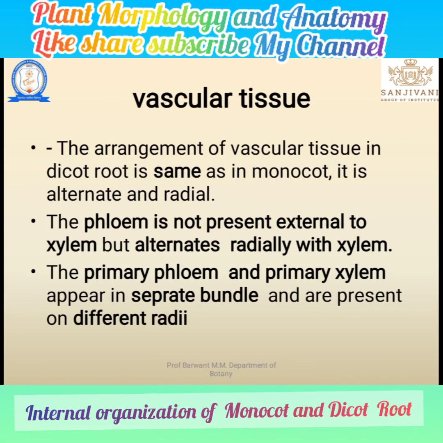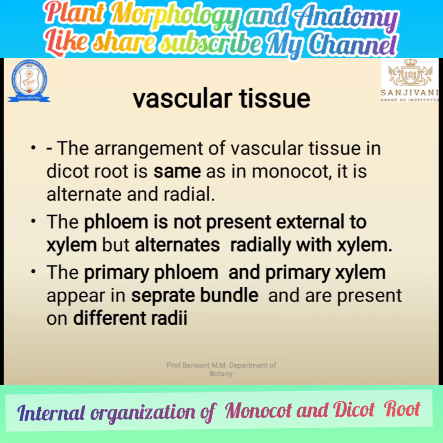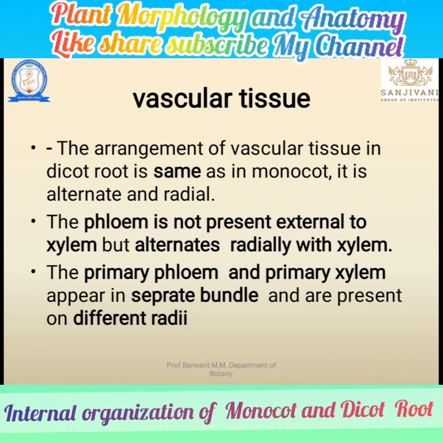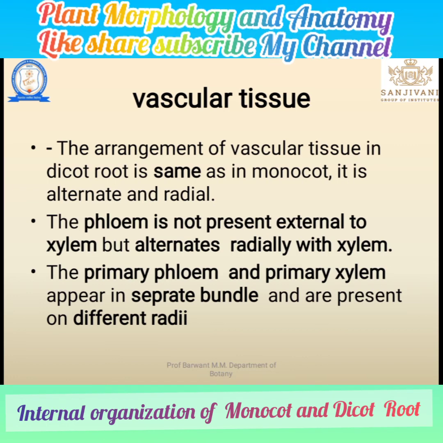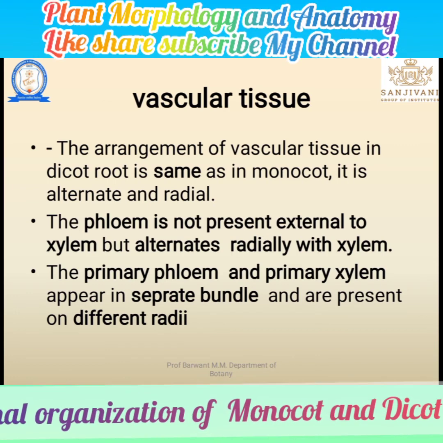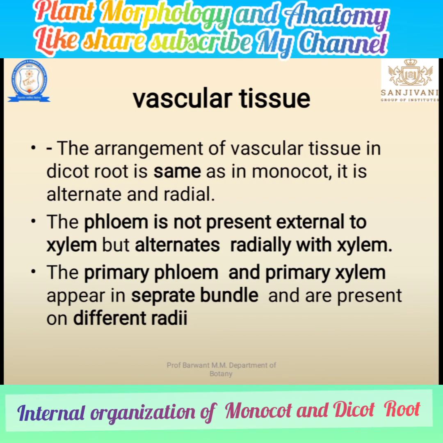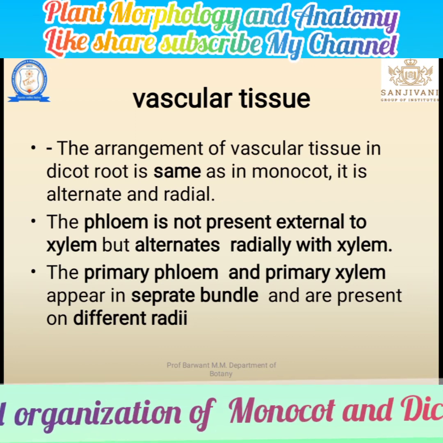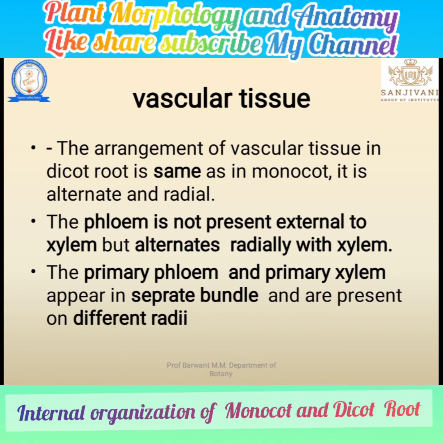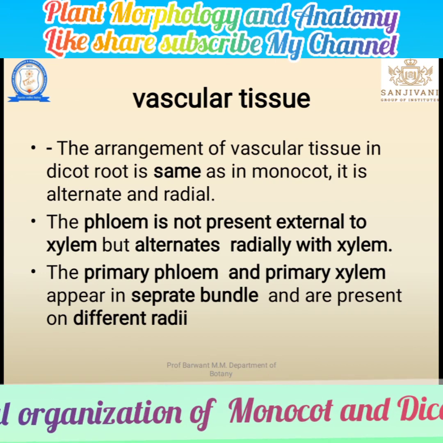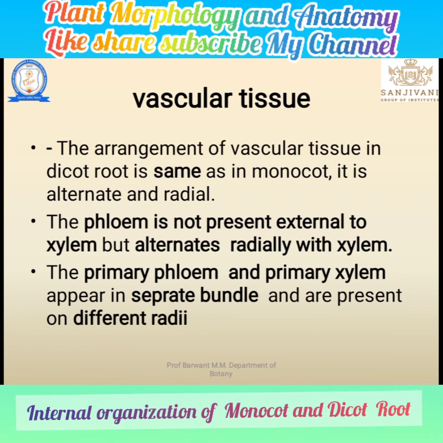Next is the vascular tissue. The arrangement of vascular tissue in a dicot root is the same as in a monocot root, alternate and radial. The phloem is not present external to the xylem, but alternate with the xylem radially. The primary phloem and the primary xylem appear in separate bundles. They are present on separate radii.